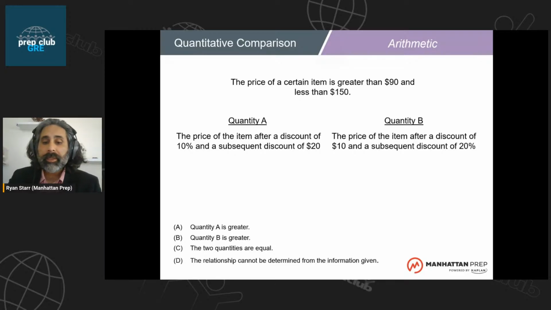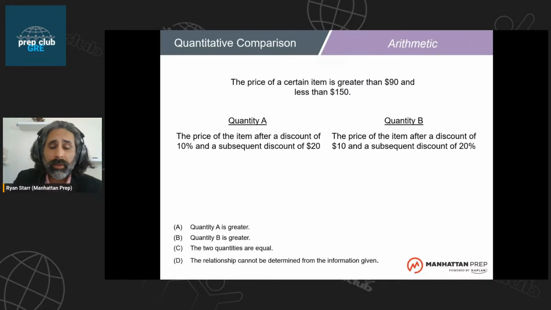So what do we do here? We have an uncertain range for the price of an item, right? Which means D is on the table because there's something unknown, right? The price, while confined by these two bounds, is unknown. But it's still fairly arithmetic. The price is some number in that range, and then we've got these discounts that are being applied to prices, right? So we've got a couple of options here.